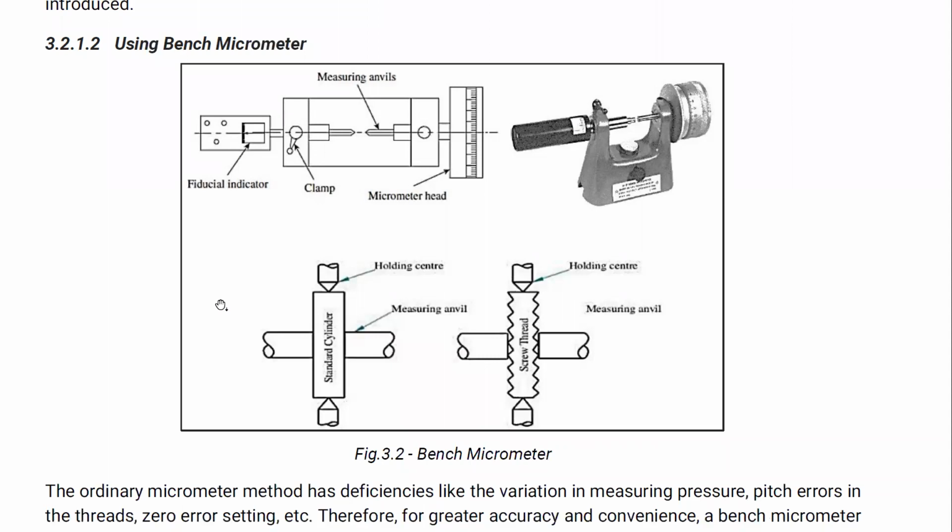Next is using a bench micrometer. We will see that in the next lecture. Up to this, we will stop.